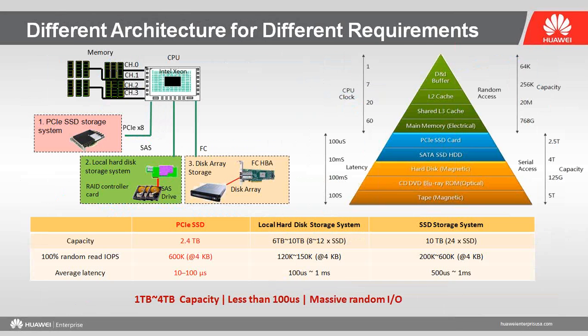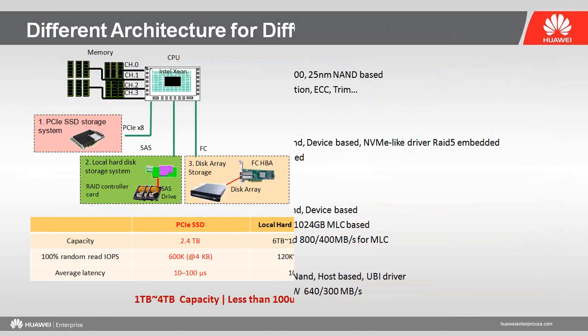So with PCIe SSD today, the capacity in our current cards is up to 2.4 terabytes, and we have a new card coming that will be 3.6 terabytes. So you get increased capacity. We're approaching the threshold where we get great capacity with sub-millisecond times and massive I/O capacity in terms of performance.